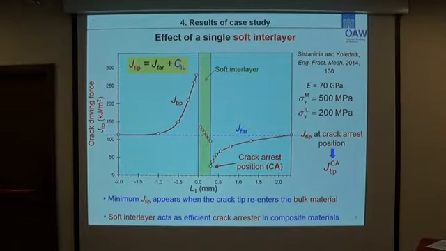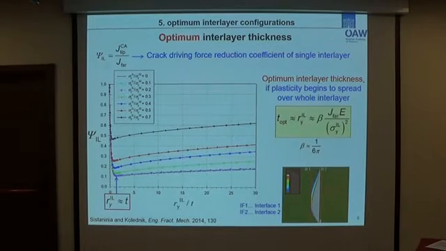J-tip CA is a very important parameter for us in order to find out the design rules of more fracture-resistant multi-layer composite. So now we found that, okay, soft interlayer has influence on crack driving force. Now we want to find out the optimal configuration of multi-layer composite. The first question is, what is the optimum interlayer thickness? Which thickness should we consider for soft interlayer?